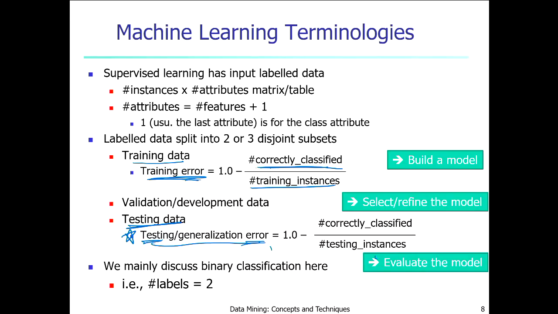Usually you also need to split off some data, which is called development data or validation data, just in case you have some parameters to tune and several models to choose from, and so forth. So that's the typical kind of data set you have. So we quickly do an overview.